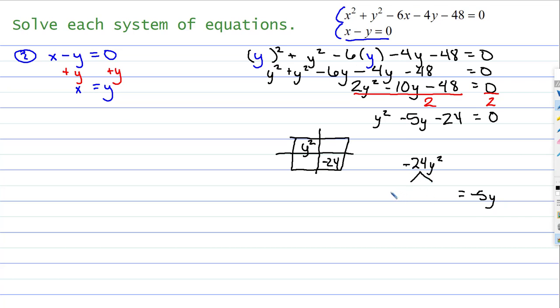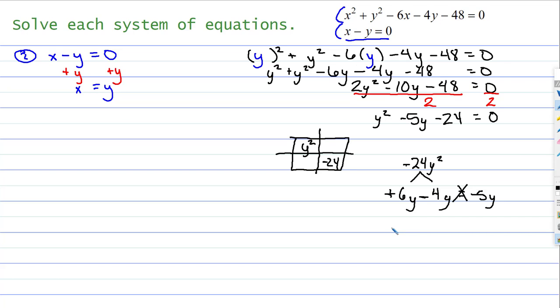So because this is a negative 24, they're going to be opposite signs. And they are both going to have a y because we're trying to get y squared. So two things that multiply to give me 24. 6 and 4. Well, that gives me a sum of positive 2y. So that did not work. And I realized that's going to be a positive anytime I put my larger one on with the positive. So I'm going to do it the other way around this next time.